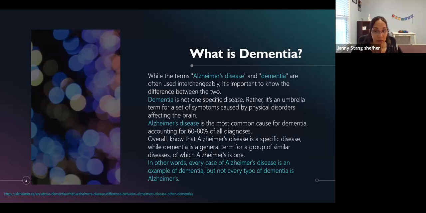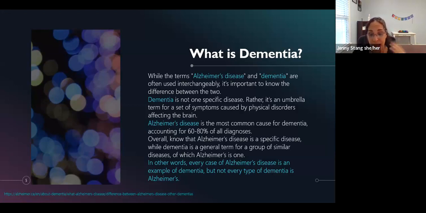While the terms Alzheimer's disease and dementia are often used interchangeably, it's important to know the difference between the two. Dementia is not one specific disease. It's an umbrella term for a set of symptoms caused by physical disorders affecting the brain. Alzheimer's disease is the most common cause of dementia, and it accounts for 60 to 80% of all diagnoses of dementia. Overall, know that Alzheimer's disease is a specific disease, while dementia is a general term for a group of similar diseases, of which Alzheimer's is one.